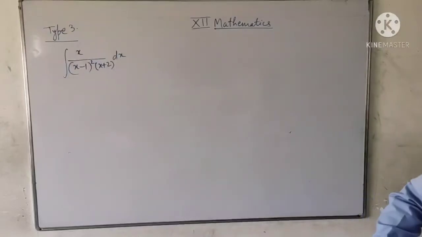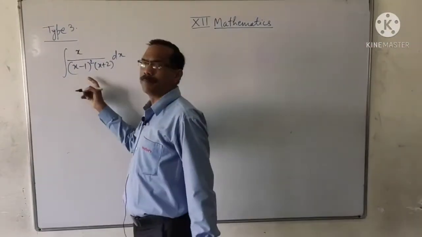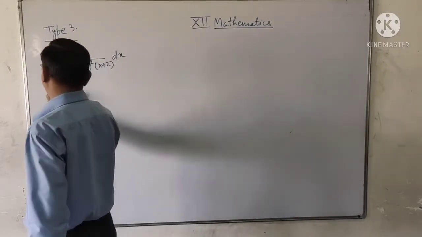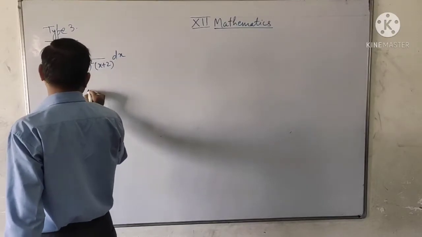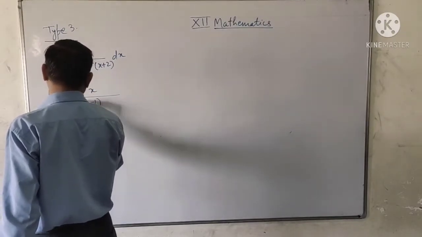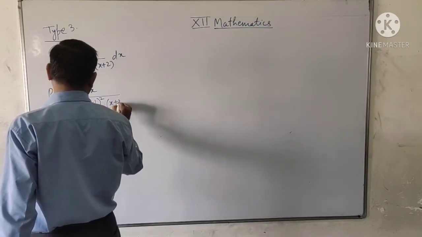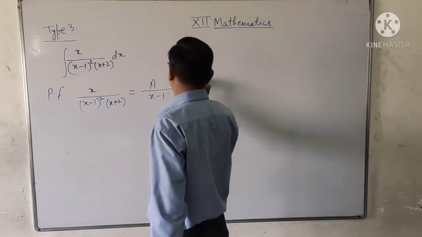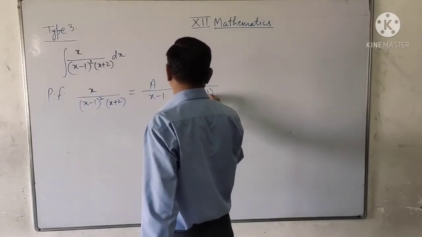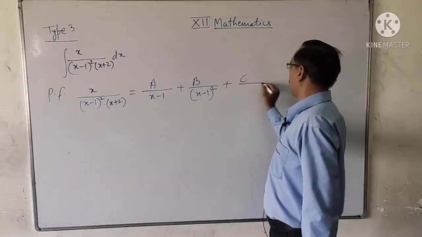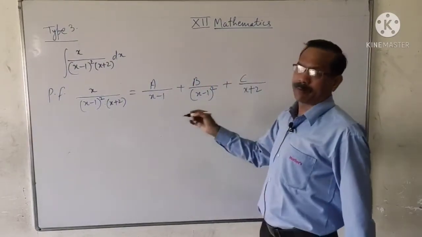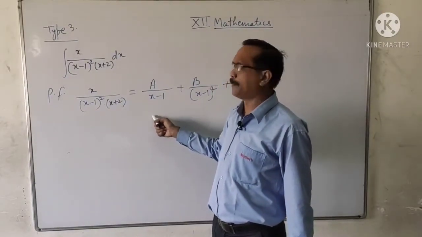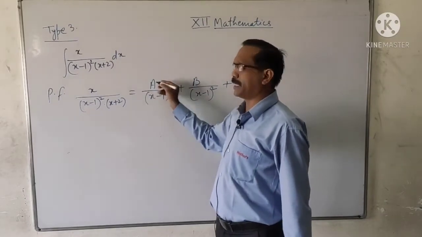Students, here you can see that one of the terms has the square, (x minus 1) whole square. So for the partial fraction we will write x upon (x minus 1) whole square into (x plus 2) is equal to A upon (x minus 1) plus B upon (x minus 1) whole square plus C upon (x plus 2). Whenever there is a square or cube, we will increase the power one by one and we will take one constant.